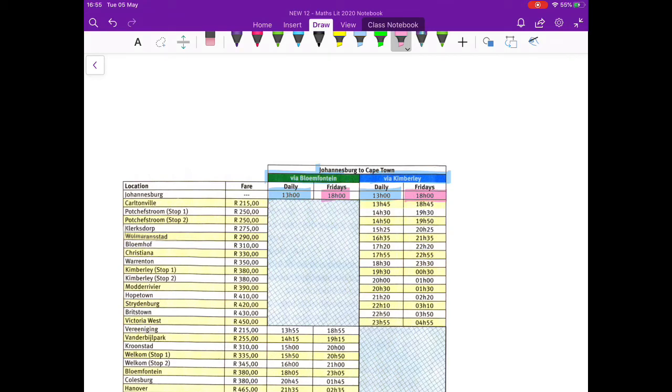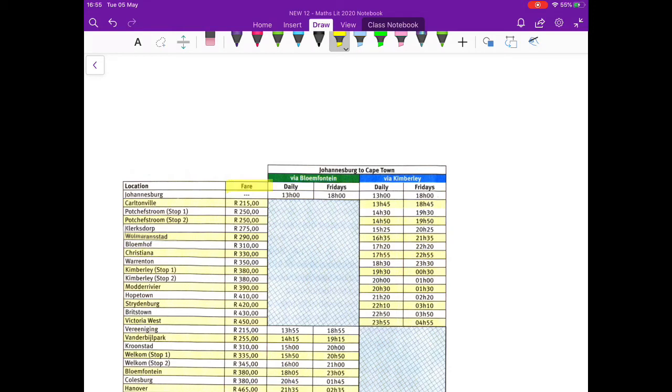Right, the other thing to take note of, have a look here, in Potch there's stop 1 and stop 2. So they've got 2 different stops in Potchefstroom, and there's some others that also have 2 stops, 2 towns that have more than 1 stop. The fares are one-way prices.